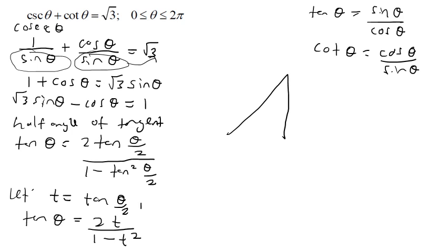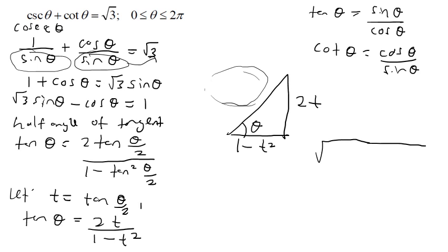So here is the situation. Let's say the angle theta is here, and we know tangent is opposite over adjacent. In order to complete the triangle, we have to find the value of the hypotenuse. If you are not sure or you don't memorize this concept, you can calculate using Pythagoras theorem. So 2t squared plus 1 minus t squared squared. I'm not going into too much detail about this one, but in the end, we will get that the value of the hypotenuse would be 1 plus t squared.